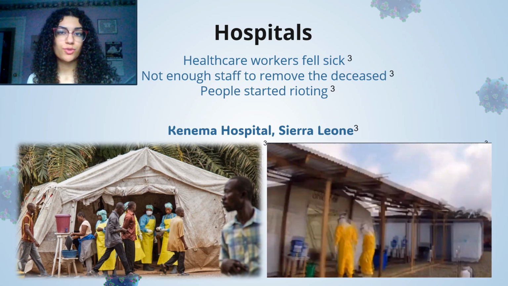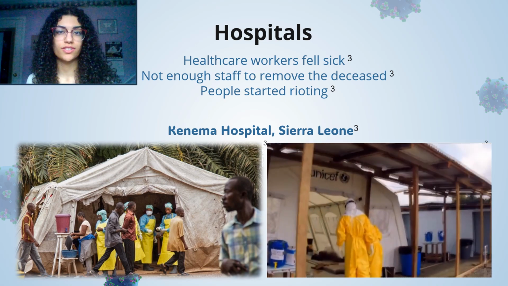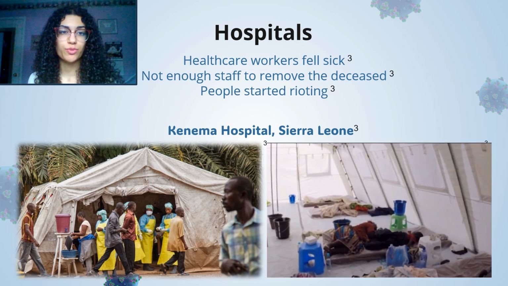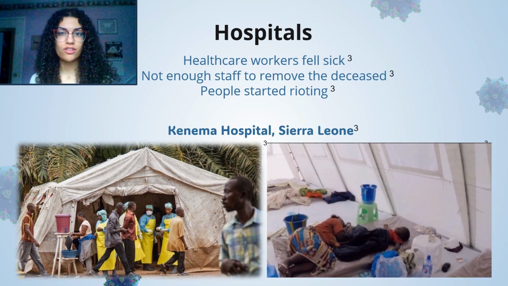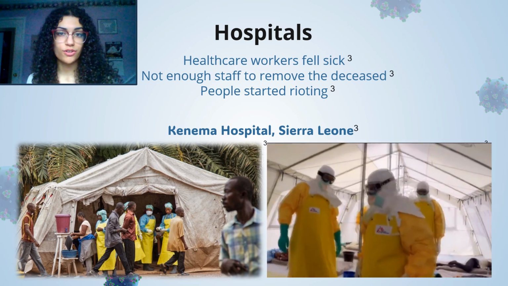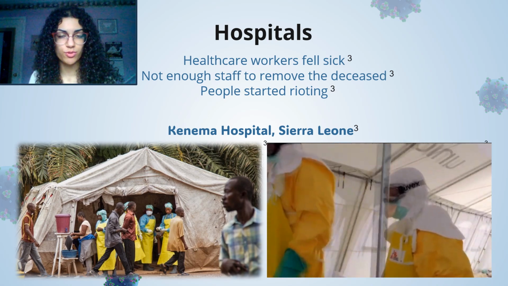While attempting to contain the spread, it was clear that the virus was far too severe for the systems in place. The image shows Kenema Hospital in Sierra Leone. With thousands of cases, that is what existed to help the people. Nurses became sick, and that's why people thought the hospitals were set up to kill them.